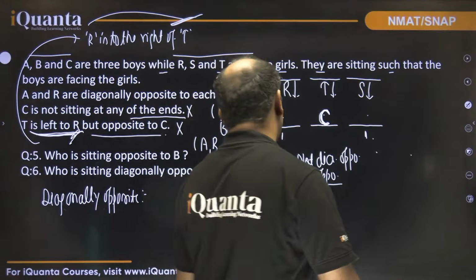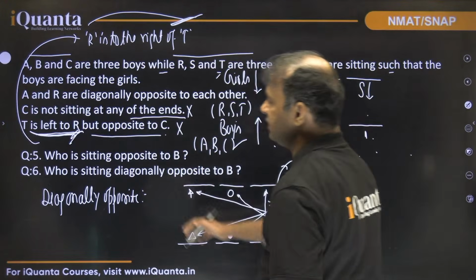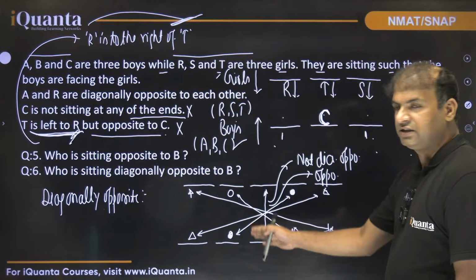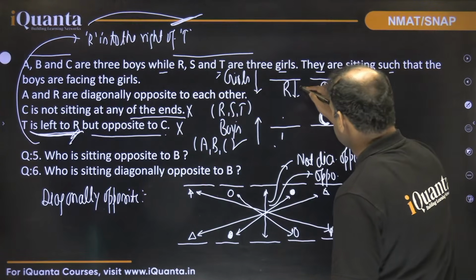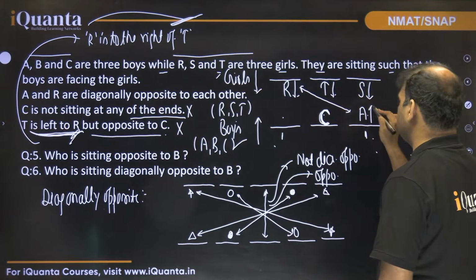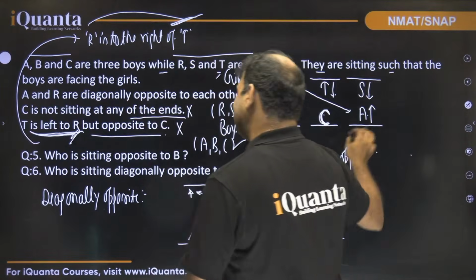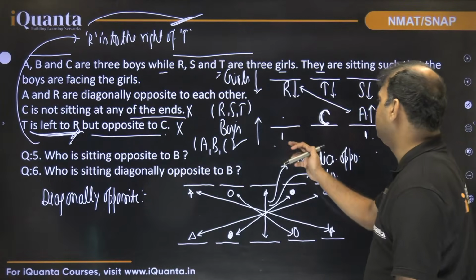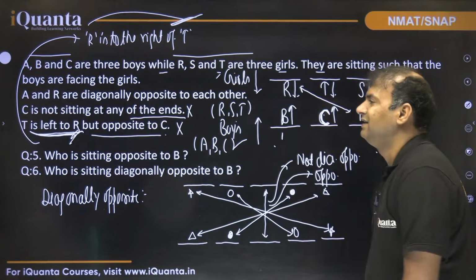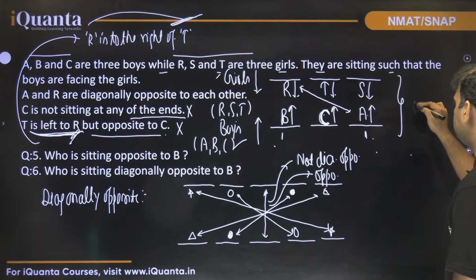Okay, moving further, only the first point is left where they are saying that A and R are diagonally opposite. Remember guys, the meaning of diagonal opposite I just told you here, right? So diagonal opposite to R should be this place. That means this should be A, right? With the help of the first point, this should be A. Simple as that. Now only this place is left and only one boy is left who is B. So this should be the position of B.